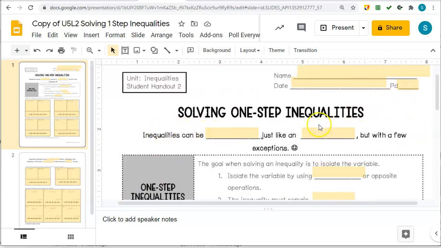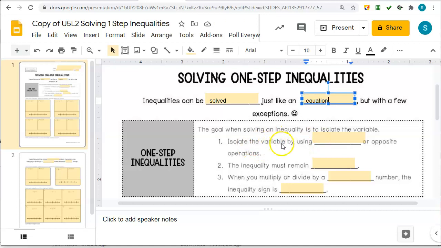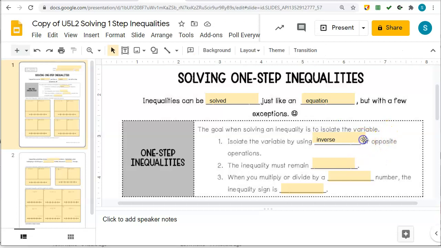So inequalities can be solved just like an equation, but with a few exceptions. We're going to isolate the variable. Remember, that's getting the variable by itself by using inverse operations. And inverse is sort of the opposite. So if we have an addition or a positive number, then the opposite is to use a subtraction or a negative number. If we have a multiplication, we'll use a division.